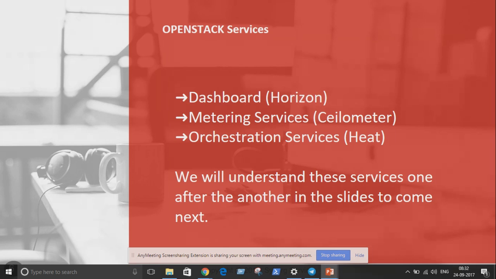Orchestration services. Orchestration, we all know, is a management API which is used to manage different resources. So in OpenStack you have Heat as a service, which is used for orchestrating things.